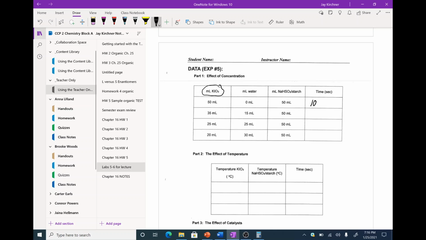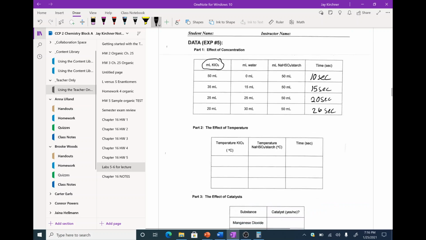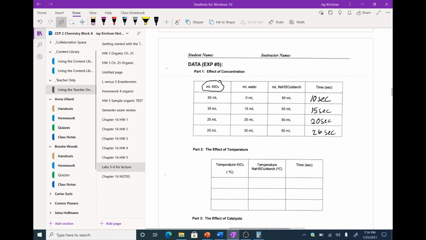So 10 seconds for this one. Write that in your lab manual. 15 seconds for this one. 20 seconds for this one. And this one's 26. So again, this page is page what? 11 in your lab manual. So please write that in.